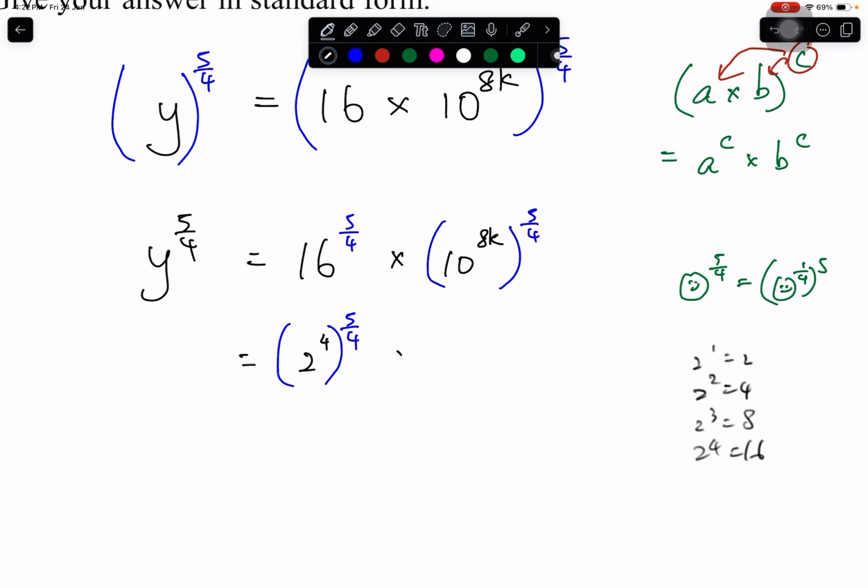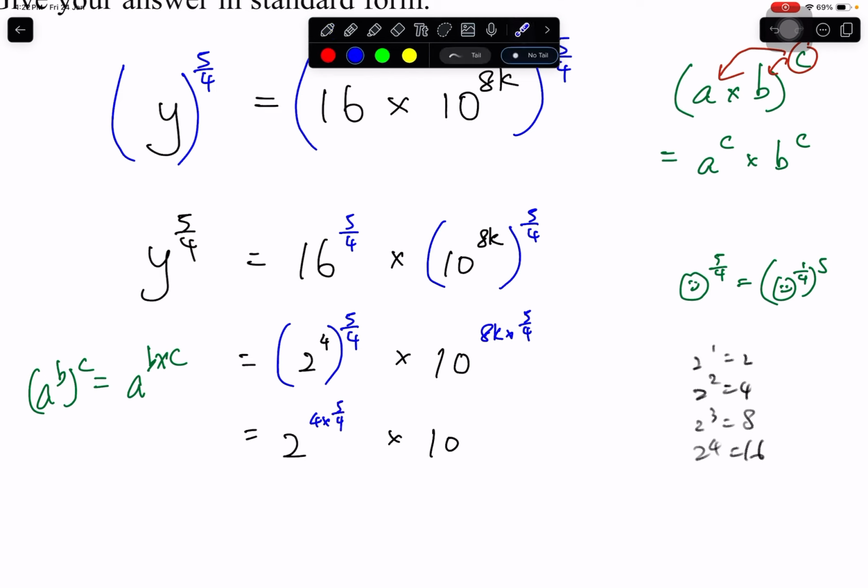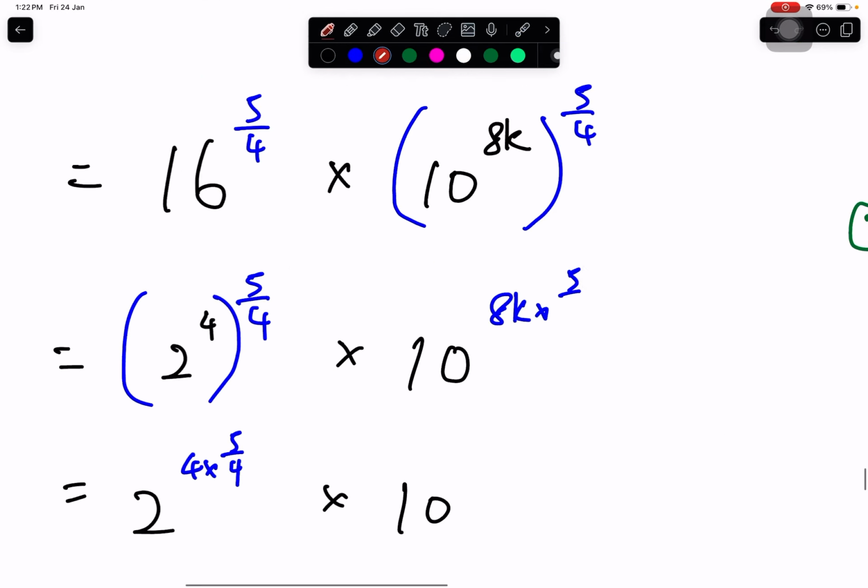Okay? And then the right hand side, obviously this is the power of the power, which is our 8k multiplied with the 5 over 4. And this is also power of the power, which is a to the power of b to the power of c equals to a to the power of b times c, which is 2 to the power of 4 times the 5 over 4, right? And then times 10 to the power of what? Now 8k times 5 divided by 4, you could cancel out the 4 and the 8, which is 2 and a 1, which is 2k times 5. You're going to have 10k at the top.